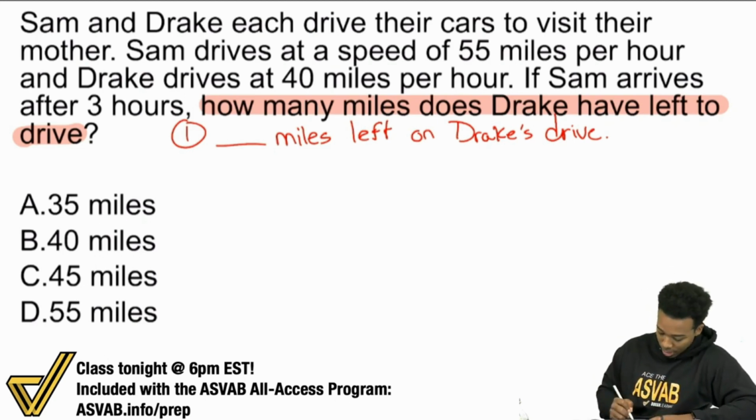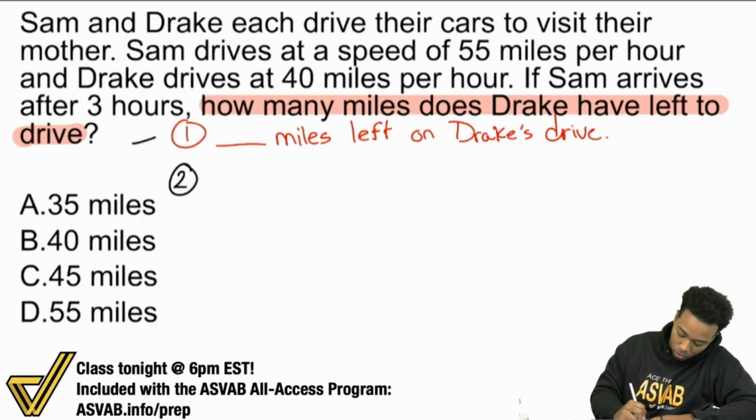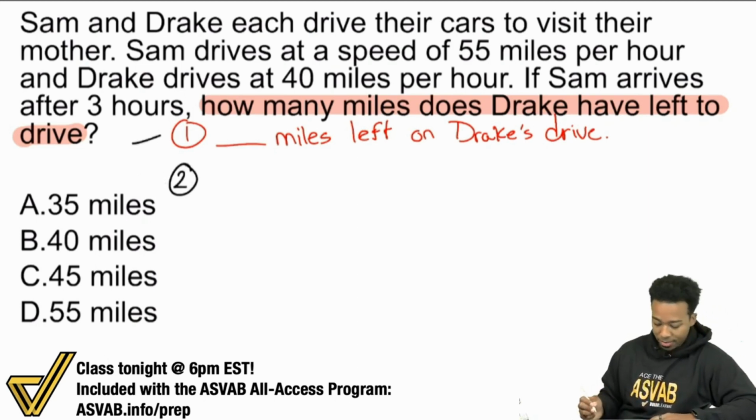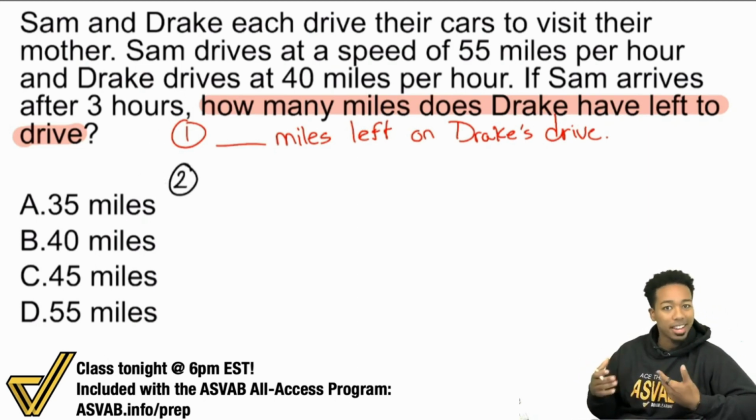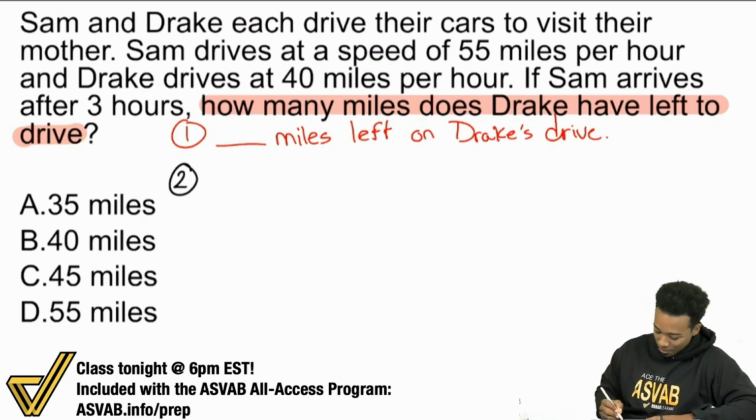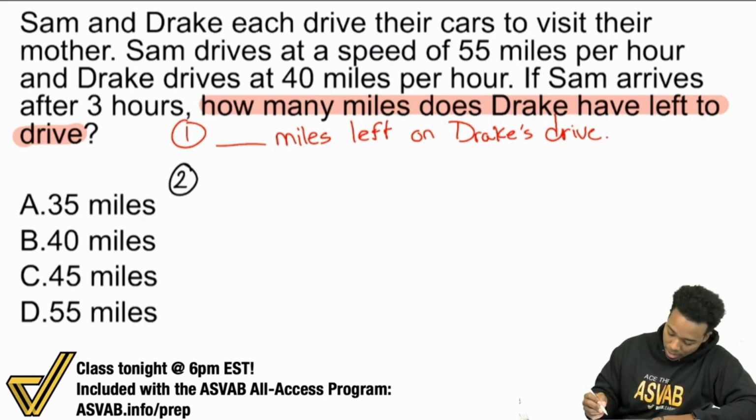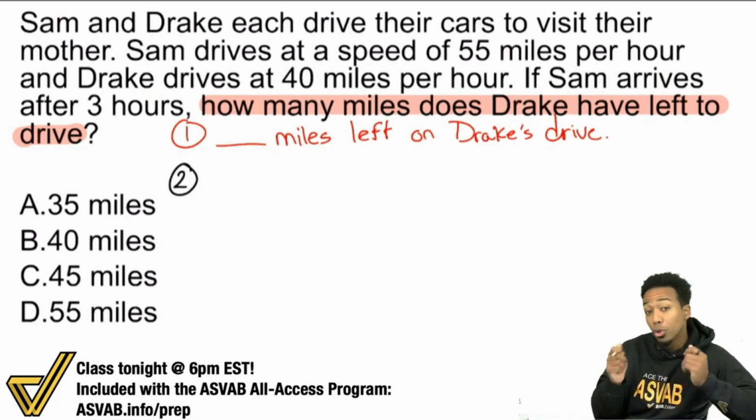So step two, again, step one is what do I want? Now it's what do I have? The step three is going to be building that connection, building that plan. So keep it calm, cool, collected. Let's go. So I see here that Sam and Drake, they each drive their cars to visit their mother. Sam drives at a speed of 55 miles per hour and Drake drives at 40 miles per hour. So boom, we have two different objects, right?